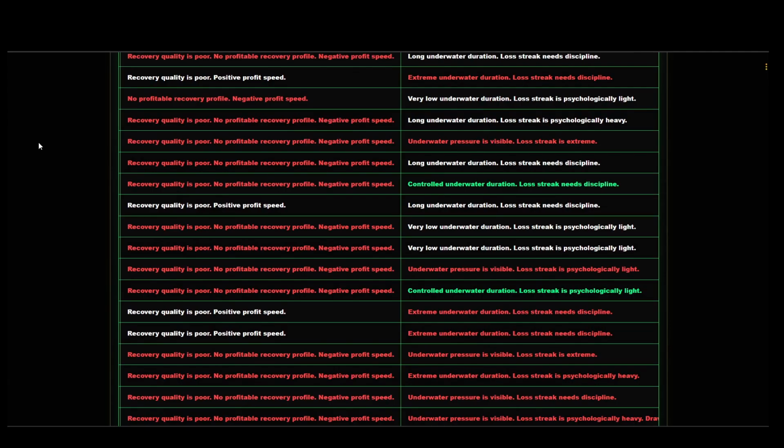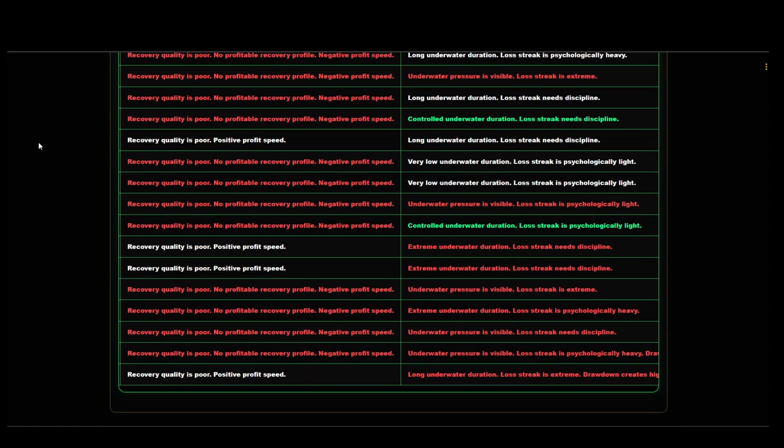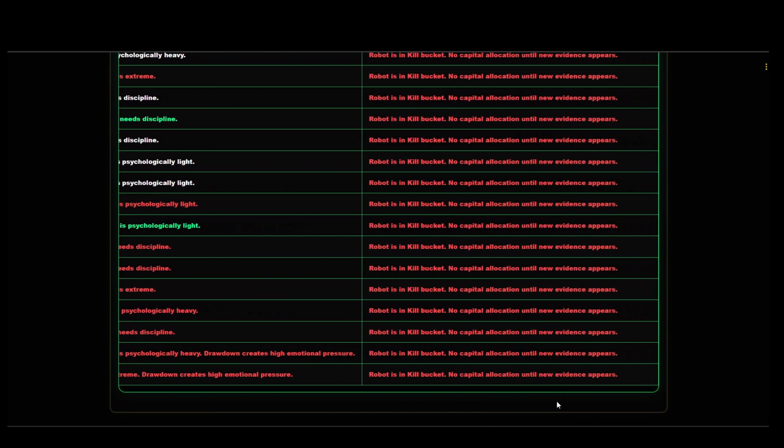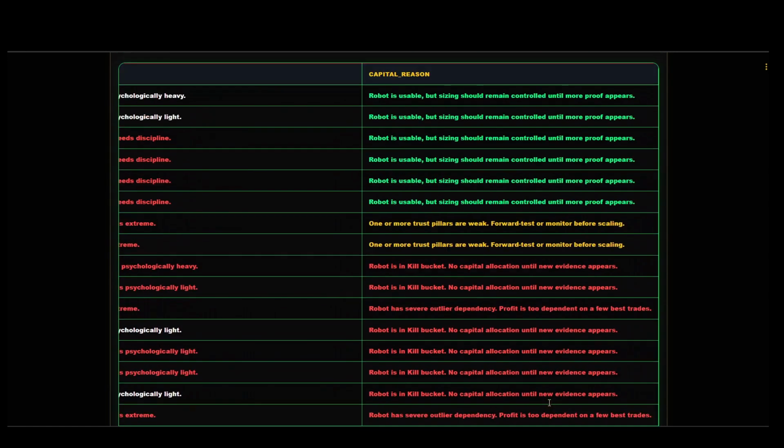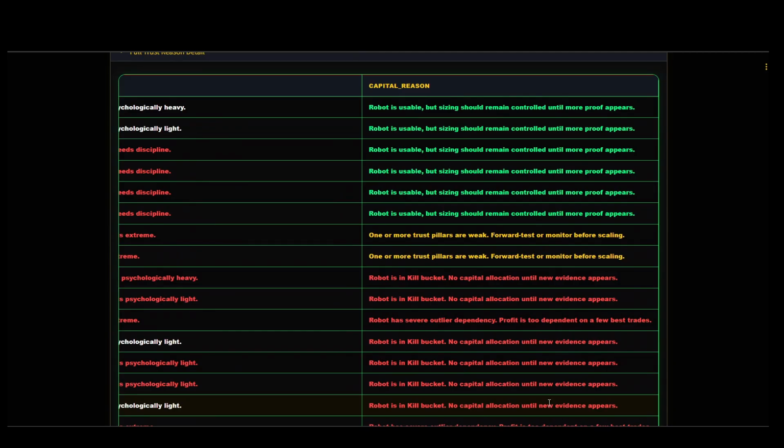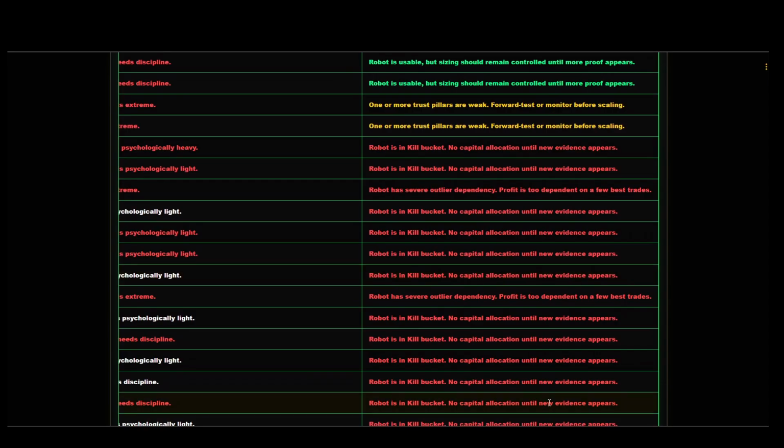And finally, the workflow moves into the capital reasoning layer itself. This is where the framework translates all previous structural layers into actual deployment readiness logic. So now we start seeing explanations tied to controlled sizing, forward testing requirements, observation status, and capital restriction logic on whether the robot realistically deserves scaling. Some robots are still classified as usable, but only with controlled sizing until more proof appears. Others move into demo, observe structures where the framework recognizes partial strength, but still sees structural weaknesses that require further validation before scaling decisions become realistic.